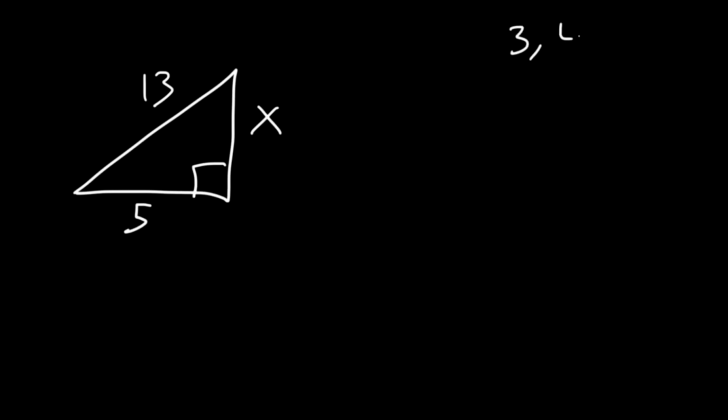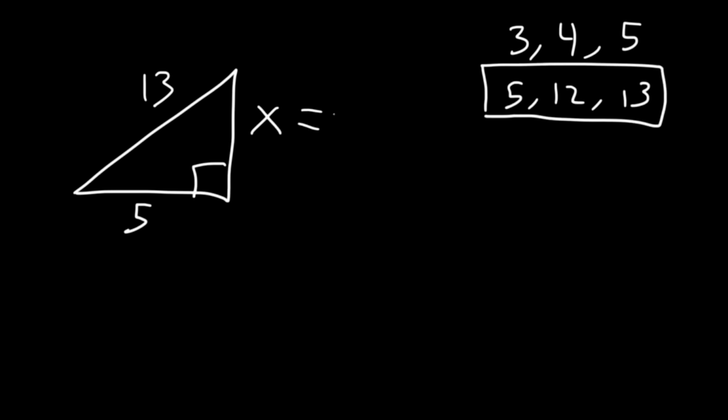Let's try another example. Let's say the hypotenuse is 13 units long, and one of the legs is 5. Find the missing side. Now you need to know some special numbers for a right triangle. There's the 3, 4, 5 triangle. There's the 5, 12, 13 triangle, which is the one that we need. So notice that the missing side is 12.